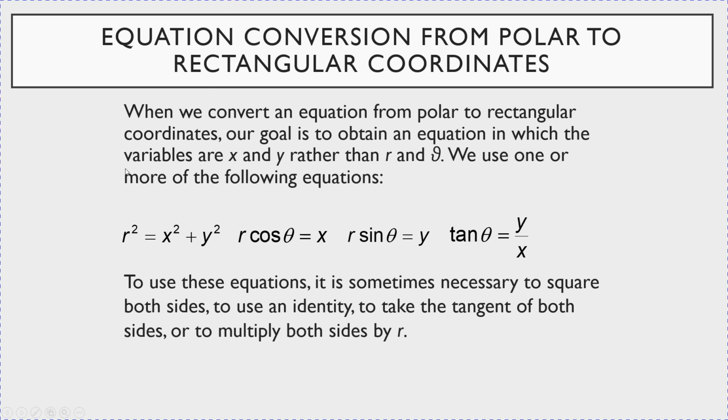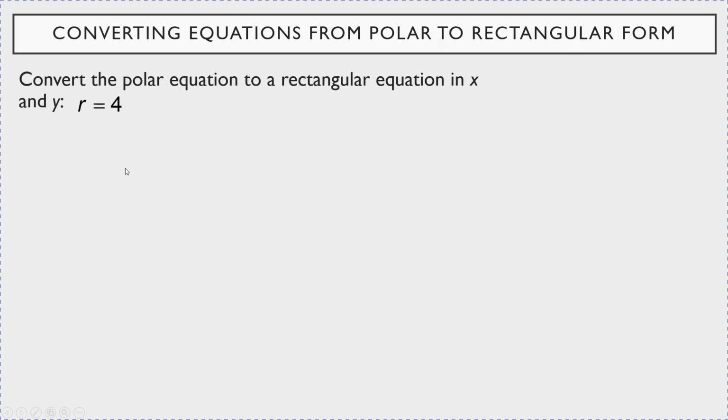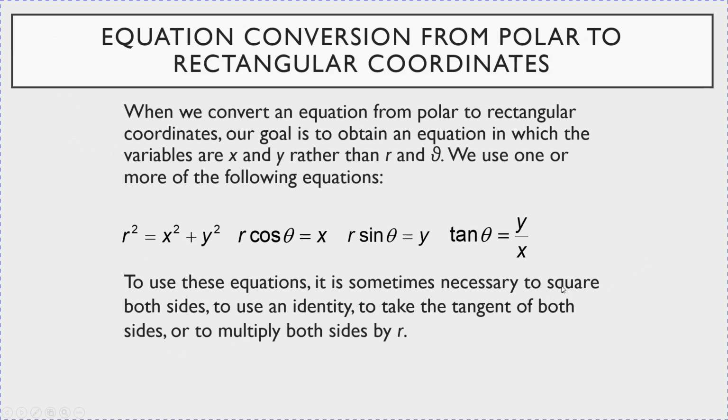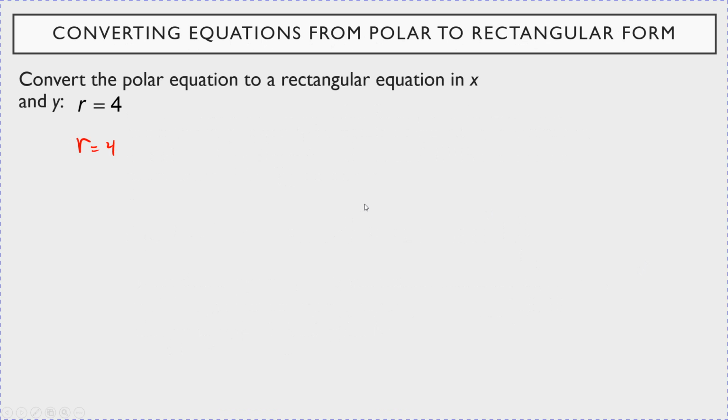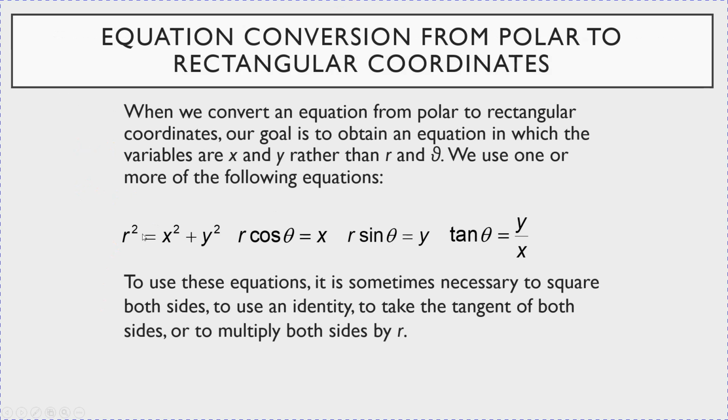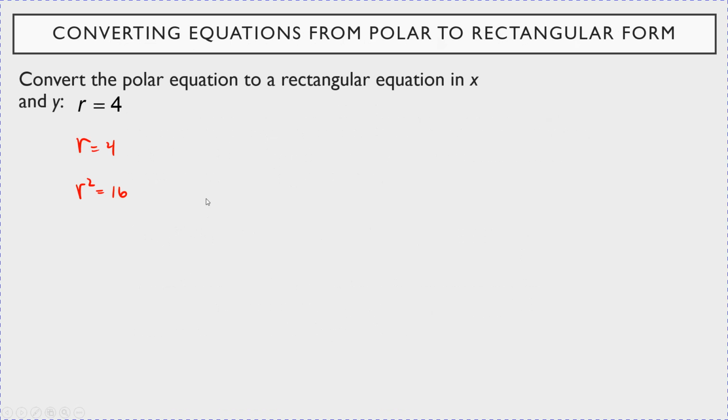All right, let's jump in here. Convert the polar equation to a rectangular equation in x and y. So here it's just r is equal to 4. So what are you going to do here? Sometimes it is necessary to square both sides, so let me start with that. Let me just square both sides. So I have r squared is equal to 16. Well, look, what is r squared equal to? R squared is equal to x squared plus y squared. So wherever I see r squared, now I can substitute in for this.